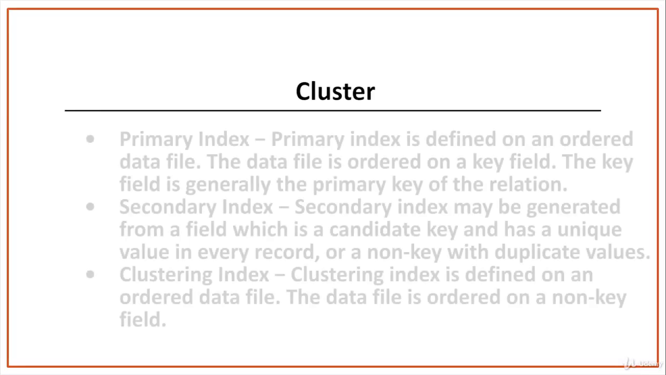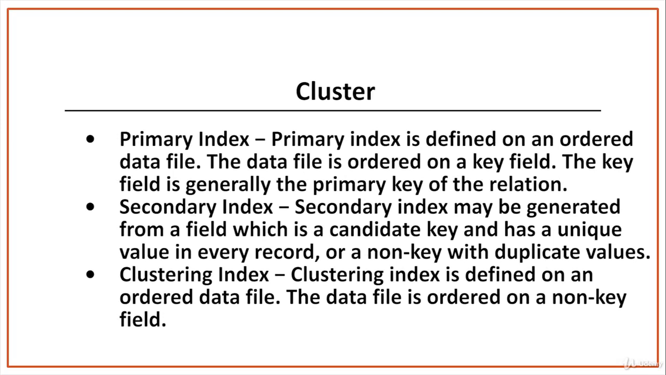Primary index. Primary index is defined on an ordered data file. The data file is ordered on a key field. The key field is generally the primary key of the relation. Secondary index. Secondary index may be generated from a field which is a candidate key and has a unique value in every record, or a non-key with duplicate values. Clustering index. Clustering index is defined on an ordered data file. The data file is ordered on a non-key field.